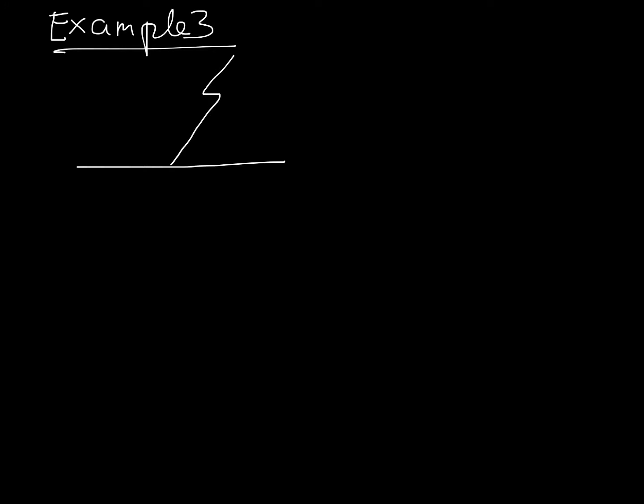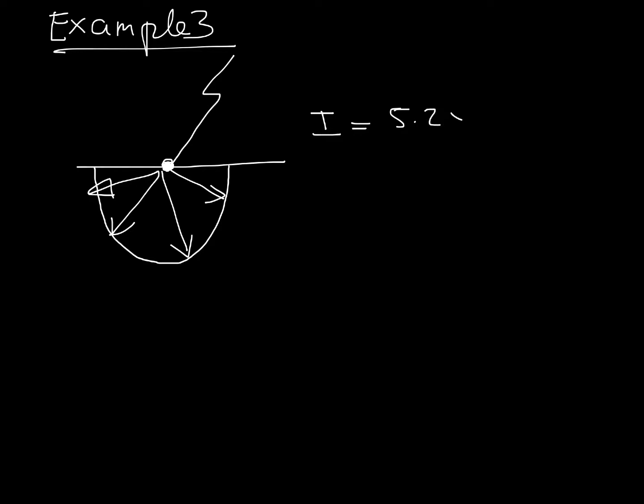Example number 3. Lightning strikes the ground and spreads over a hemisphere under the ground with the current I. So you see that this is the ground. The lightning strikes at this point. We assume that the ground is homogeneous, so the electric current is spread out in all directions. So we get a hemisphere. I is 5.2 times 10 to the power of 4 amperes.